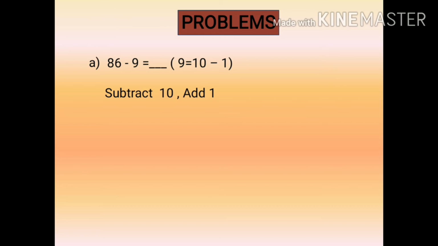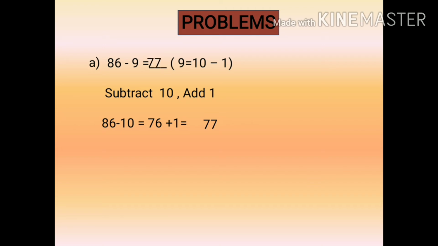Now let us go for some more problems. Here 86 minus 9. We already know that 9 is equal to 10 minus 1. Now what we have to do? We have to subtract 10, isn't it? Subtract 10 and add 1. So when you subtract 10 from 86, you get the answer as 76, and then you add 1, you get the answer as 77. So 86 minus 9 is equal to 77.